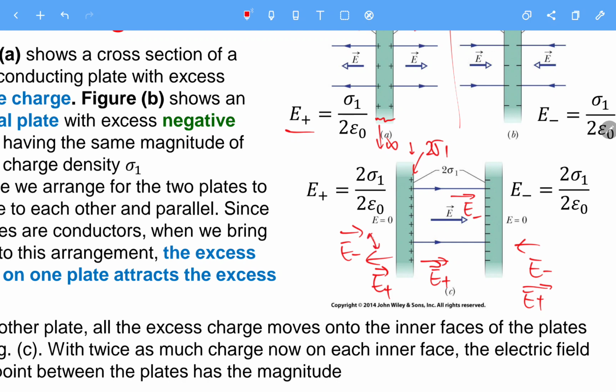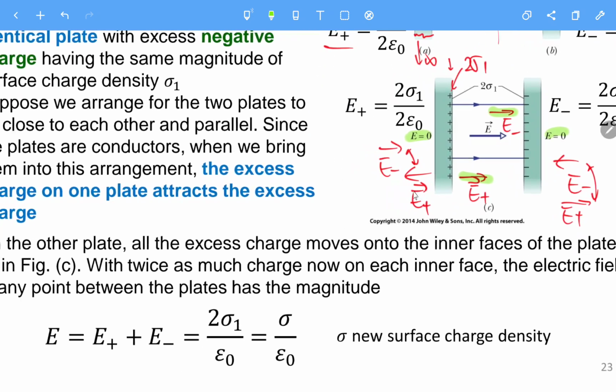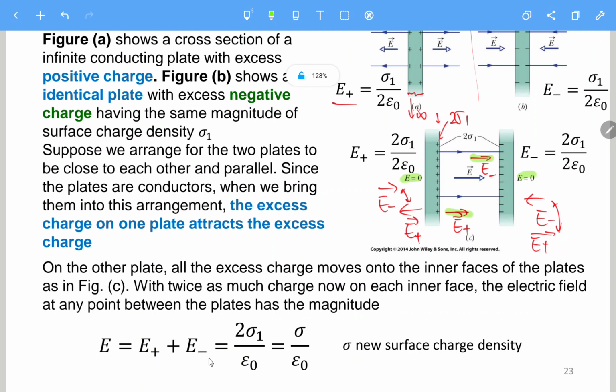So this one and this one will perfectly cancel. This one and this one will also perfectly cancel. So on the left side E equals 0, and on the right side E equals 0. Only in the middle, both E plus and E minus point in the same direction, so they will add up. So E will be this thing multiplied by 2, or this one plus this one is 2 times this one. Finally E will be E plus plus E minus, so these 2 will cancel with these 2, and we have 2 sigma 1 over epsilon naught.